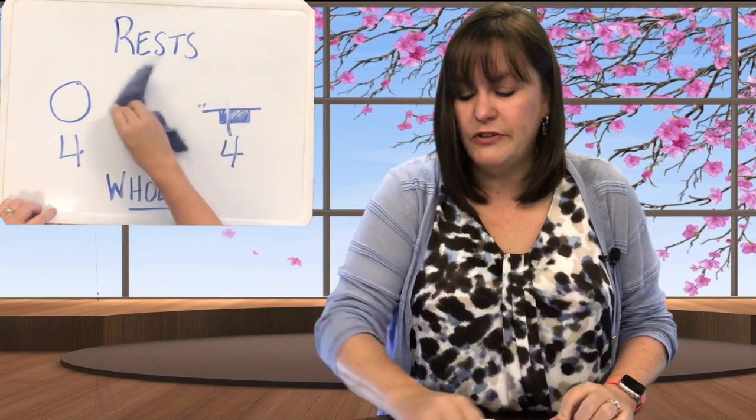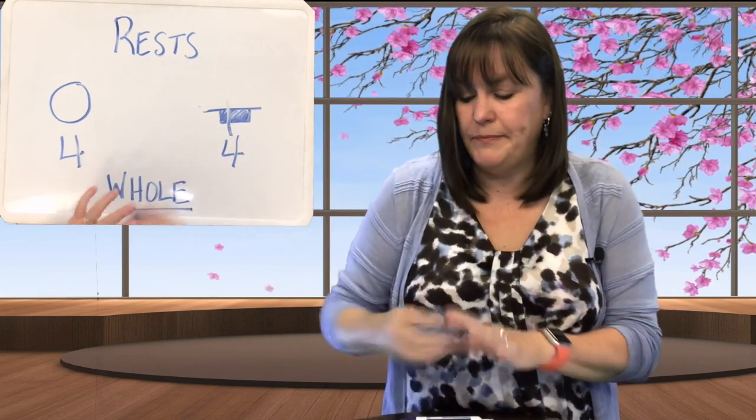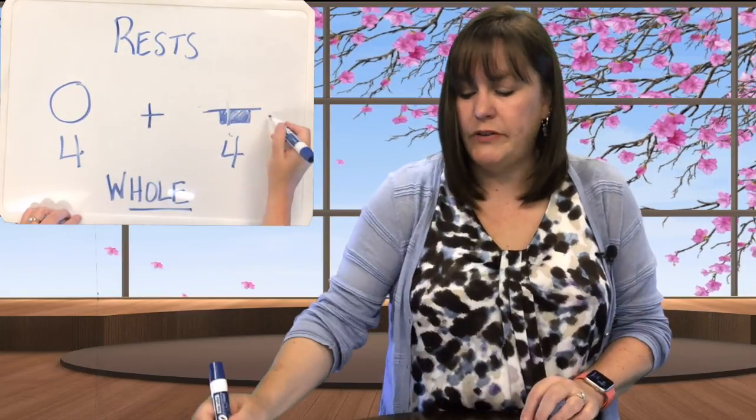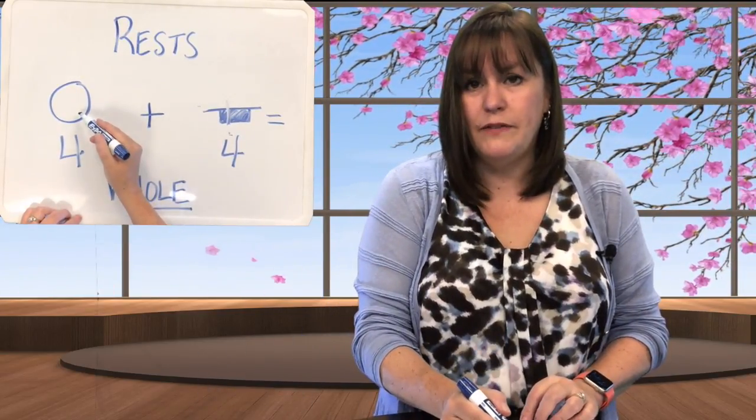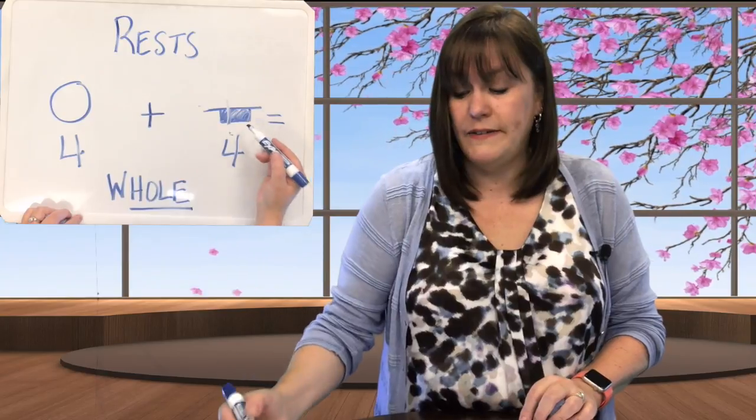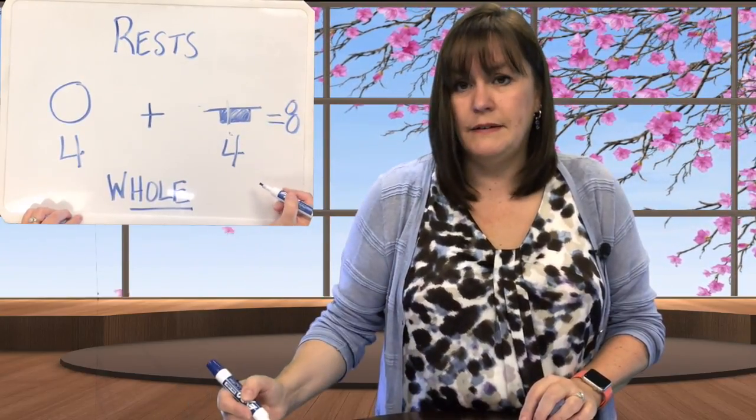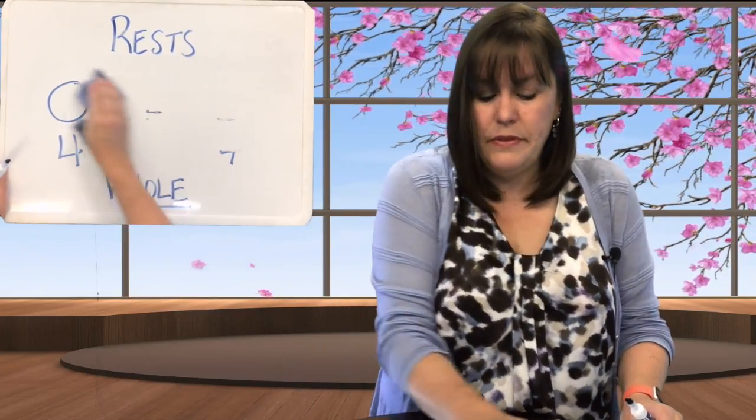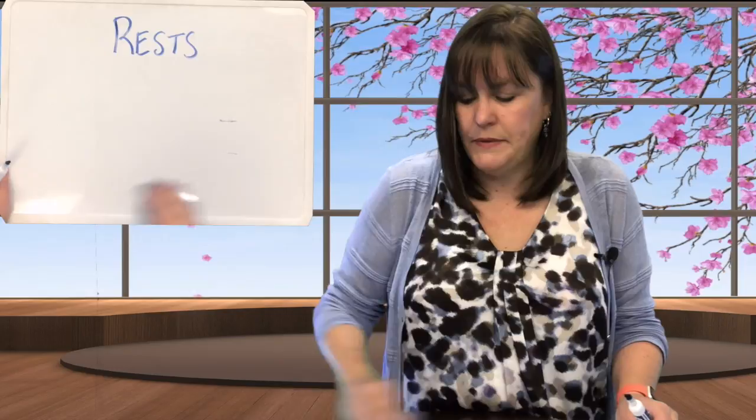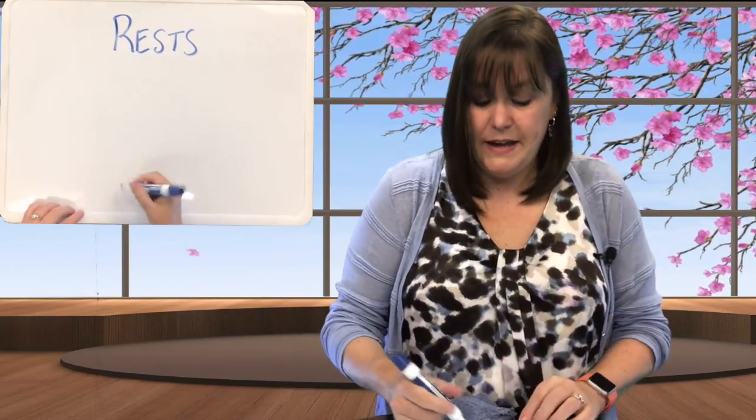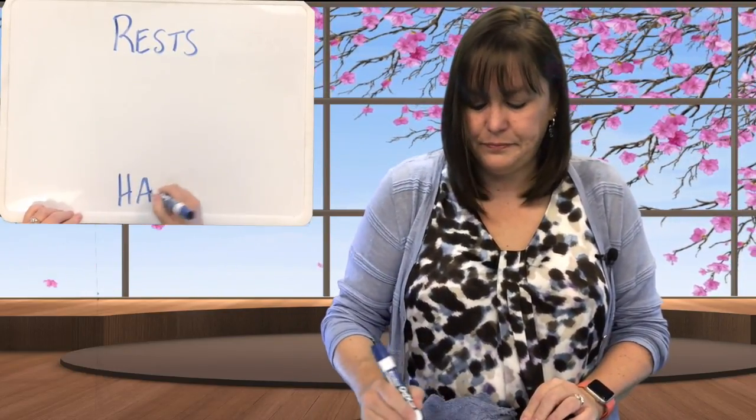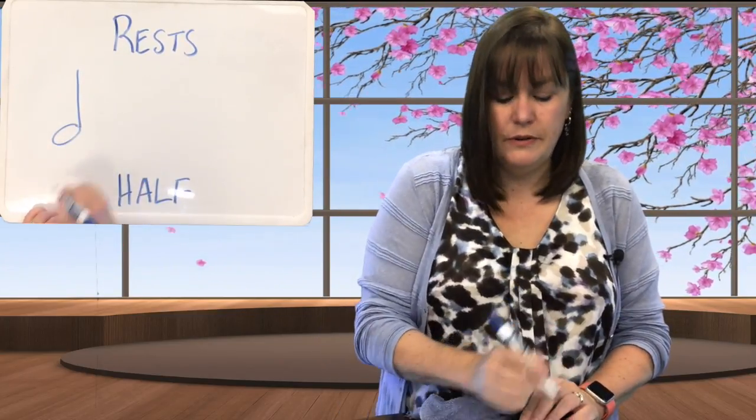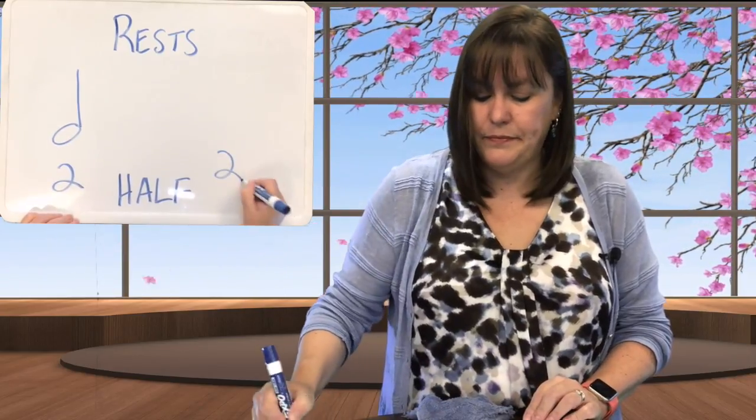If I were going to do musical math with those 2 symbols, I could make a musical math problem and then I would just add it up. 4 beats of a whole note plus 4 beats of silence would be 8 beats. Part of it's silence, part of it's sound. All right. The next rest we're going to look at, I bet you know the name of it. It's a half rest. Half rest and a half note both get 2 beats.